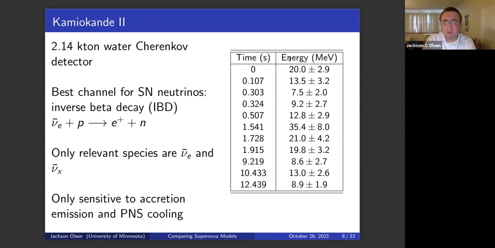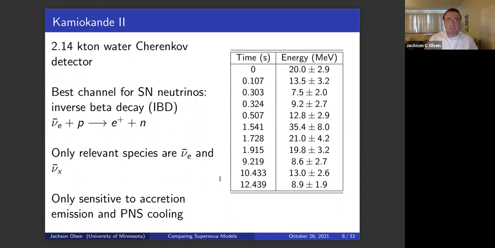We're also going to assume that all 11 events occurred via inverse beta decay. This is a pretty good assumption because inverse beta decay has a cross section about an order of magnitude larger than the next best channel. And this is typically, I think, what's done in the literature, assuming that these occurred via inverse beta decay.